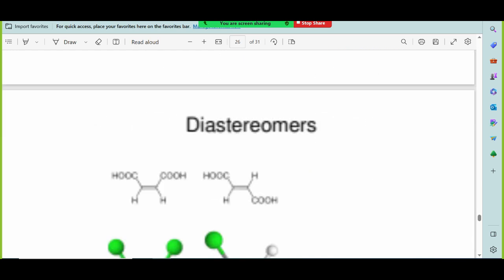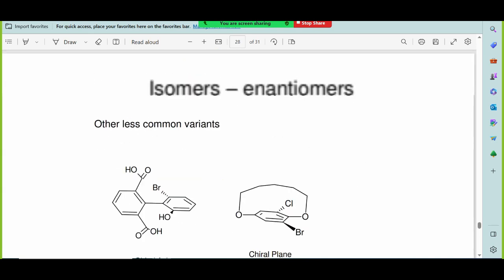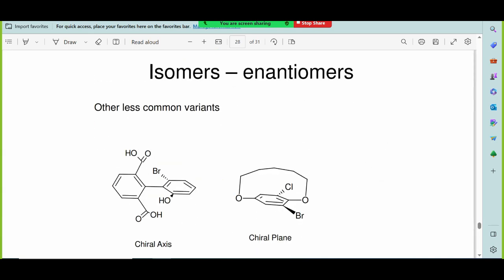You can also have, in the enantiomer, a chiral axis and a chiral plane. So the chiral center does not only have to be a carbon atom, it can be an axis or a plane. This is a chiral plane. It's bonding towards chlorine, here towards bromine, and here to a different group formed by 1, 2, 3, 4, some ring.